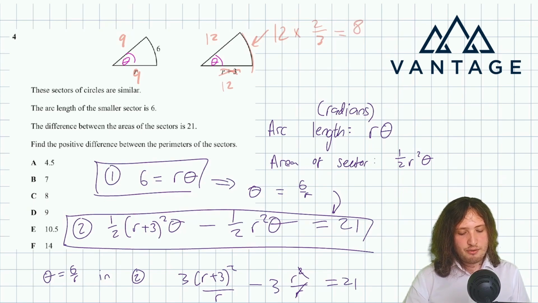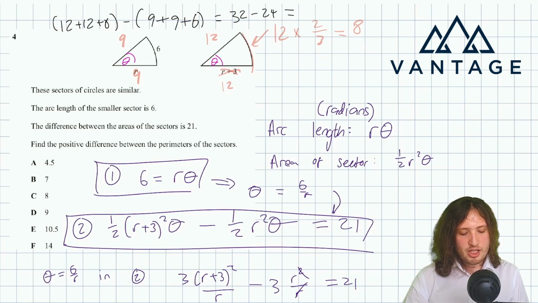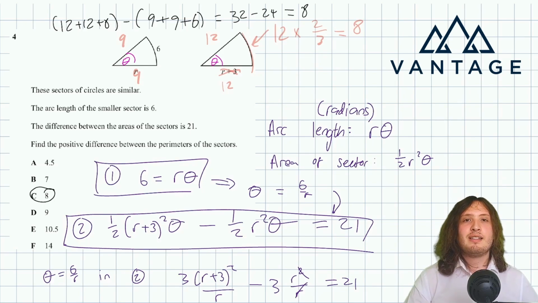So what have we got as the difference then? Well, we do the perimeter of the big one, 12 plus 8, minus the perimeter of the small one, 9 plus 9 plus 6. So that is 32 minus 24, which is 8. So the correct answer is C.